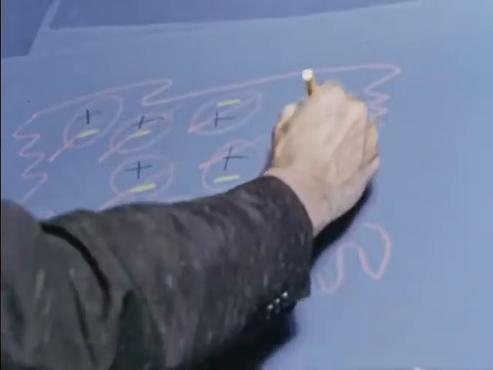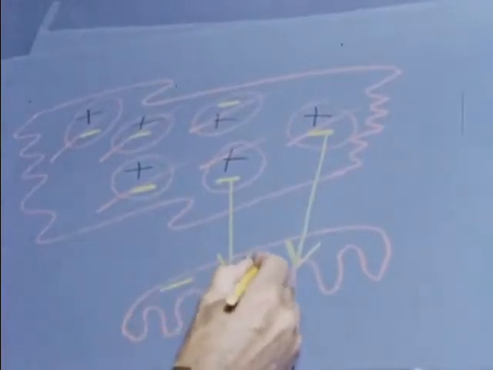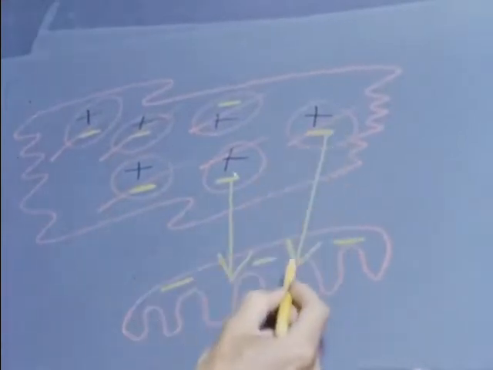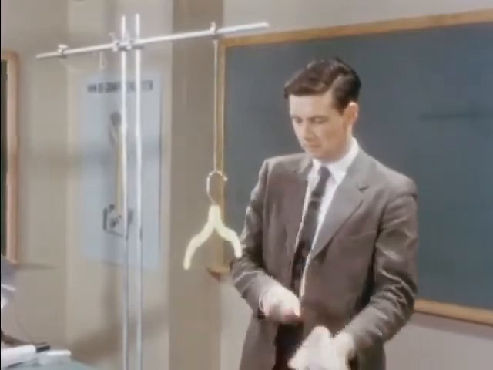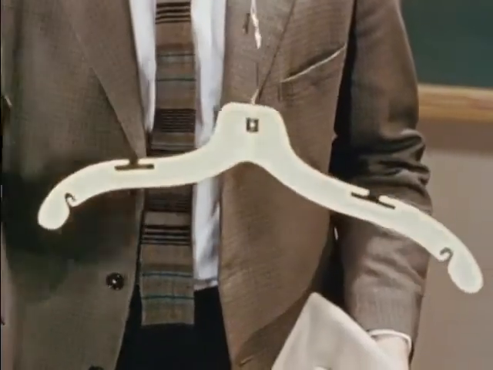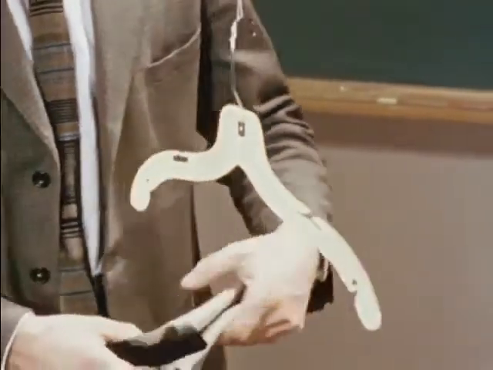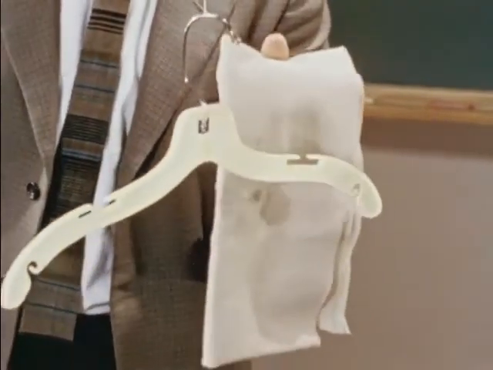Now, the negative particles, or electrons, are fairly easily detached. According to this view, charging is the transfer of electrons from one body to another. We rob Peter to pay Paul. Here, the comb's receiving a surplus, and so becomes negative, whereas the wool is left with a deficit and is therefore positive.